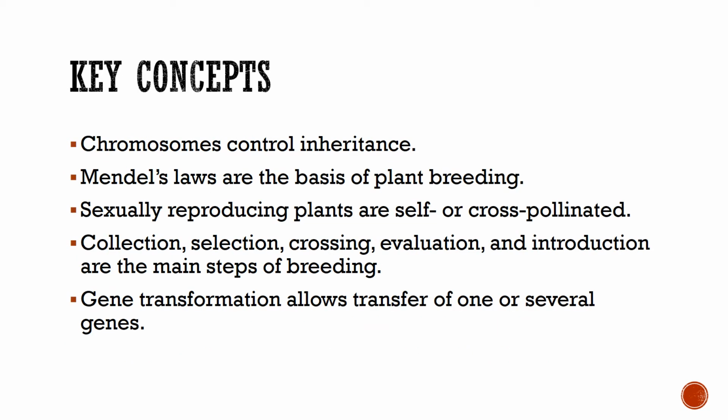So here are some key concepts for this chapter. Again, these 5 are those concepts that we really try to push on you to really grasp and understand. So the first one that we need to go over is that chromosomes control the inheritance. Without the chromosomes within plants, we wouldn't have the different DNA that we have today. So that's really important in terms of how we breed crops.